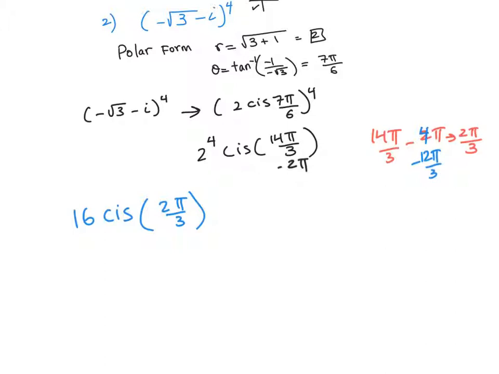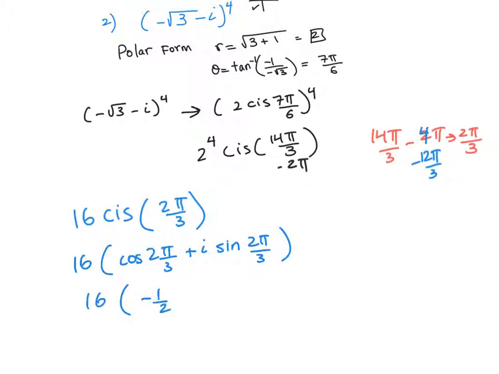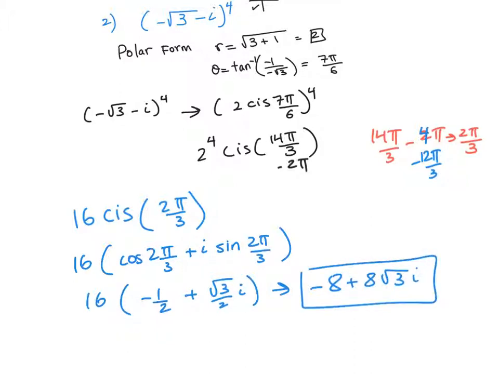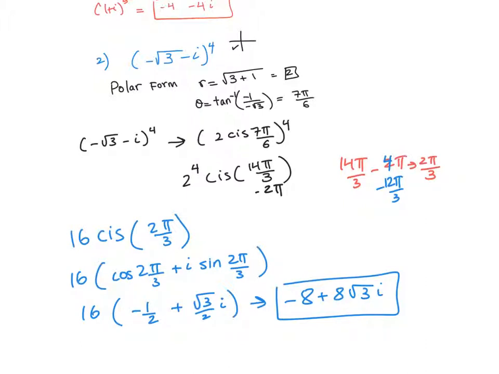Now let's change this back into rectangular. So cosine 2 pi over 3 plus i sine 2 pi over 3. So cosine of 2 pi over 3 is negative 1 over 2, plus sine 2 pi over 3, that's going to be root 3 over 2 i. Now multiply 16 by that and you will get negative 8 plus 8 root 3 i. So basically, if you multiply negative root 3 minus i to the power 4 by itself, like negative root 3 minus i by itself 4 times, you will get that.